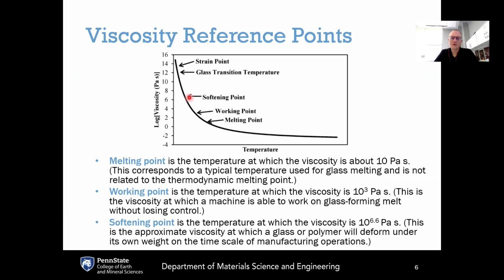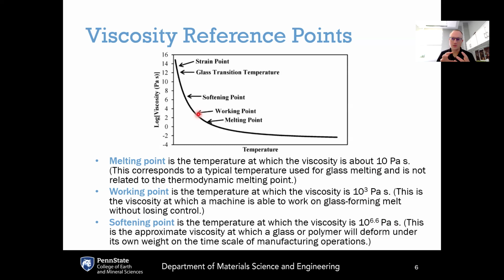And the next reference point that we define is the softening point. The softening point is the temperature at which the viscosity is 10^6.6 Pascal seconds. And this is the approximate viscosity at which a glass or polymer will deform under its own weight on the time scale of a manufacturing process. So most of the glass forming operations that take the molten glass and get it into the shape that you want to make, most of those processes take place in what's called the working range. The working range is all of those temperatures between the working point and the softening point.